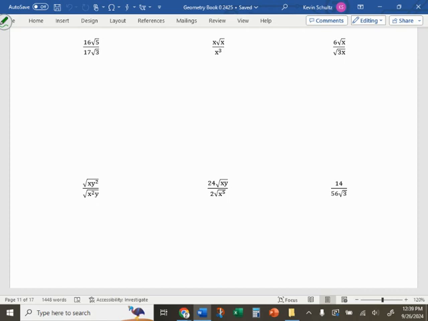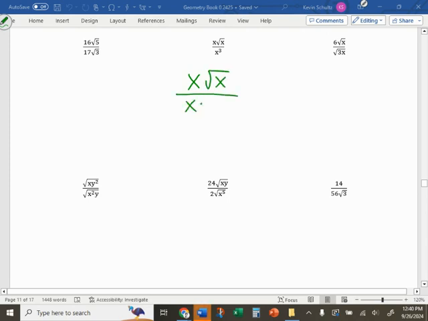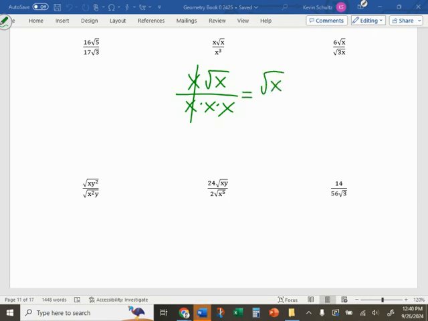Because remember, what this is really saying is x root x over x times x times x, right? We've got 3 x's in the denominator. How many x's do we have in the numerator? 1, so we cancel out 1. That leaves us with root x over x squared. Is there anything more we can do? No, we're done. Great job. That's it.